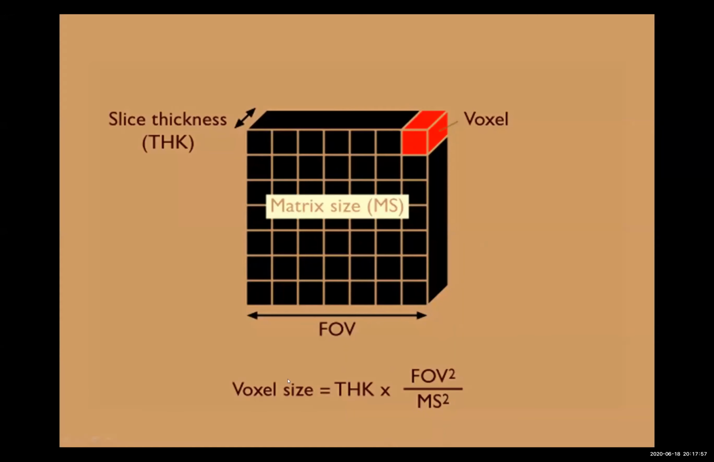So usually we represent our images with resolution, and resolution can be abbreviated by the voxel size. Voxel size can be calculated by dividing the field of view over the number of pixels, the matrix size. As you can see, because field of view is two dimensional, we divide it by the matrix size, and from there we can calculate the pixel size. Then we multiply that by the slice thickness, as we mentioned, and we get the voxel size.